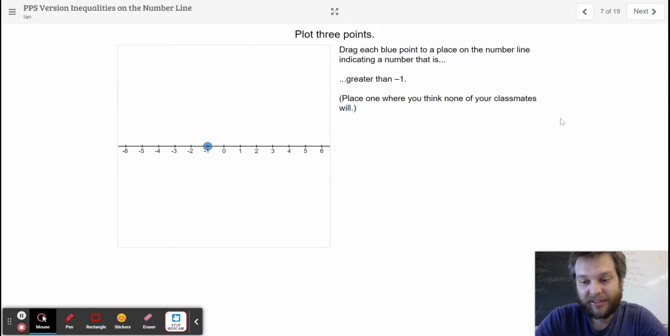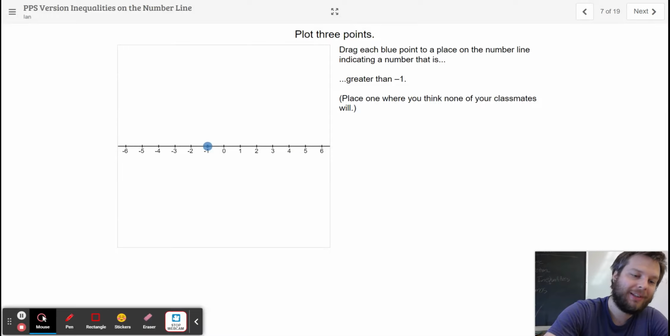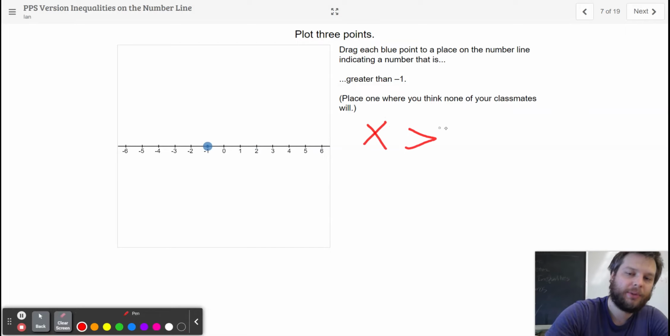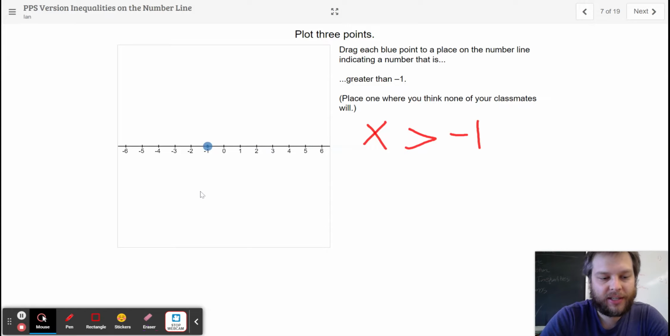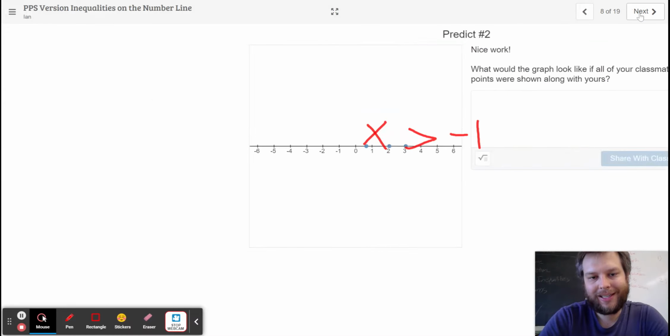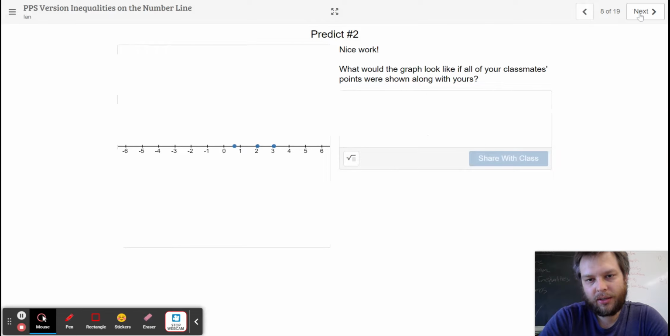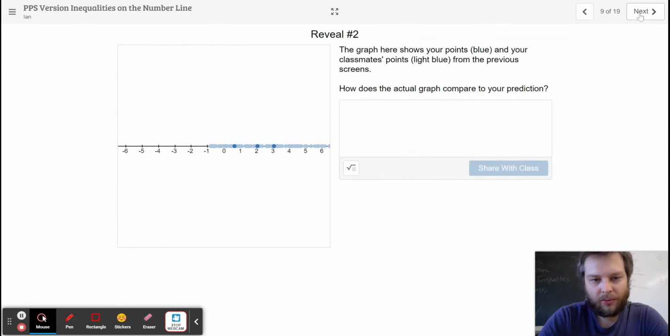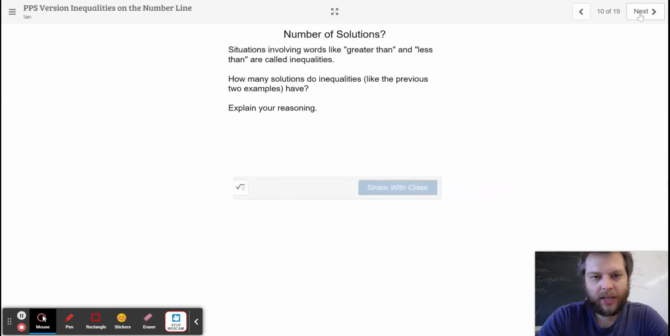This is exactly the same idea, except instead of "less than," they switched the words to "greater than." So that's the symbol that looks like this. And the numbers, instead of being on the left side of the boundary point, are on the right side of the boundary point. So similarly, we're putting dots to the right side of -1. It's going to fill in all of those spots right there, and there's an infinite number of solutions to the inequality.